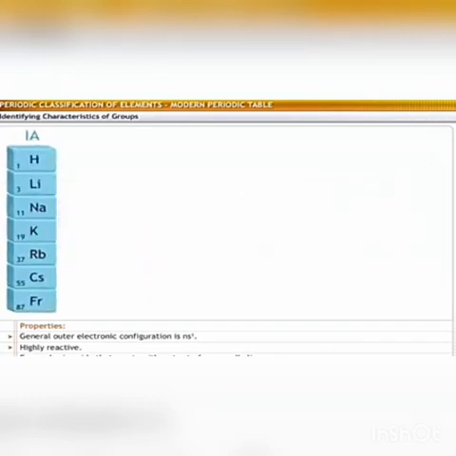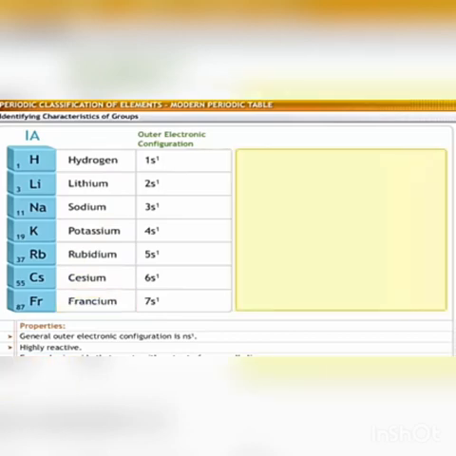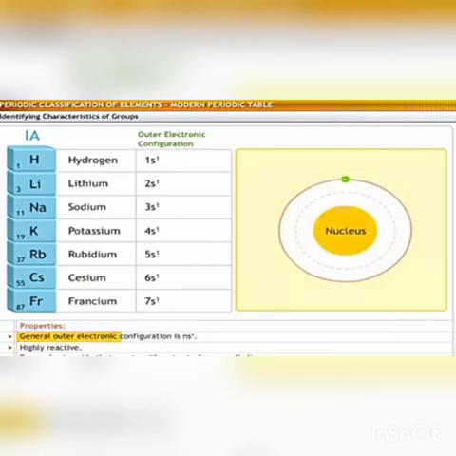If you begin with group 1, this group has 7 elements: hydrogen, lithium, sodium, potassium, rubidium, cesium, and francium. Elements in this group contain one valence electron. That is, their general outer electronic configuration is ns1.